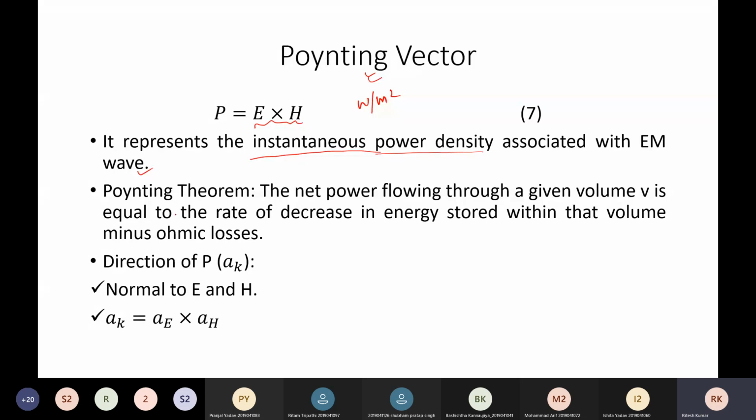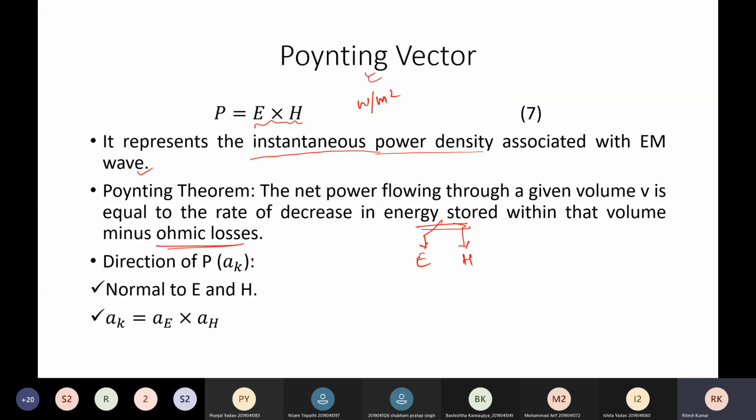And what is Poynting theorem? In language, same thing that we have expressed there. We can say the net power flowing through a given volume is equal to the rate of decrease in energy stored, either in electric form or magnetic form within that volume, minus ohmic loss.